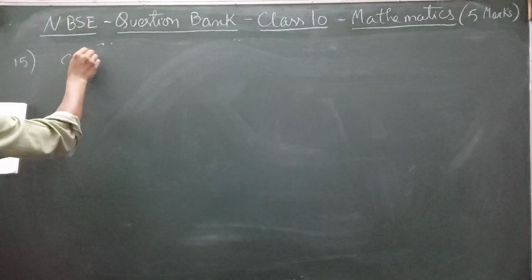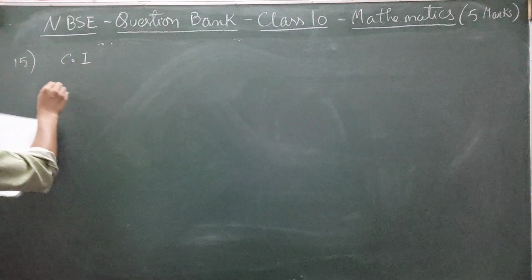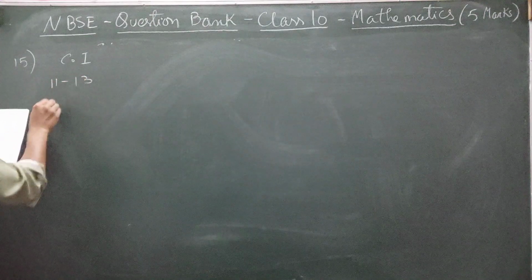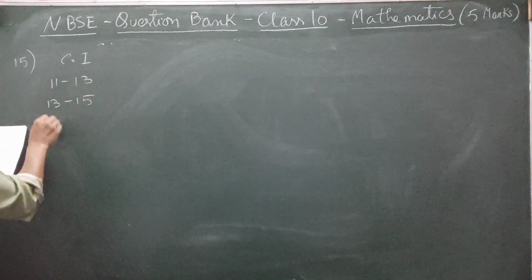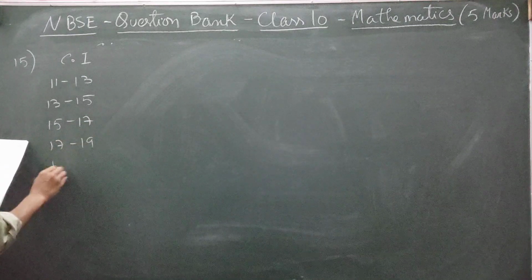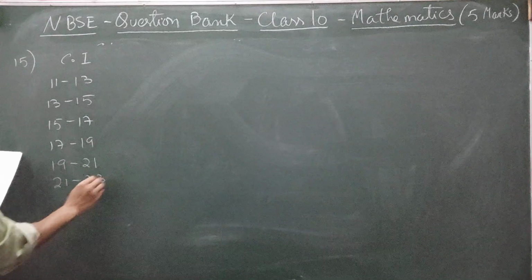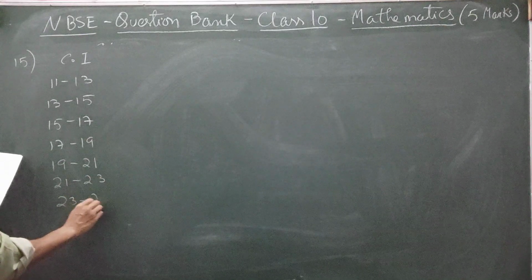So I'll just write directly daily pocket allowance. In the table it's written, so I'm just writing class interval. 11 to 13, 13 to 15, 15 to 17, 17 to 19, 19 to 21, 21 to 23, 23 to 25.